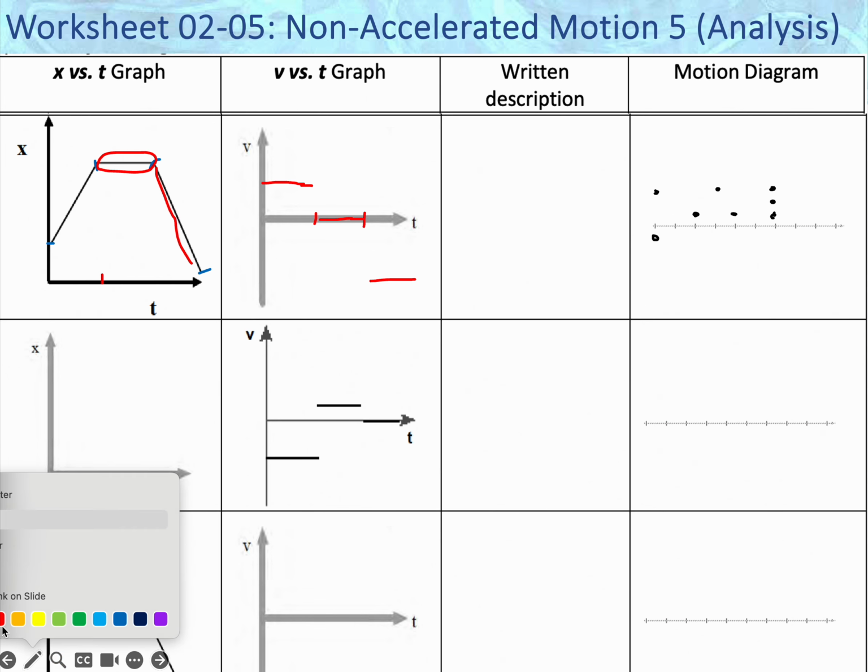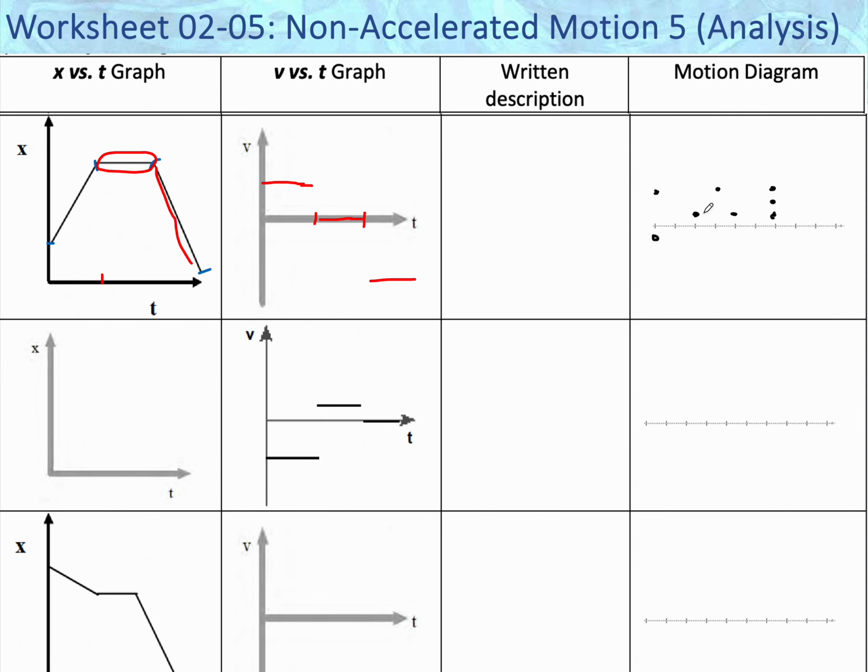Again, don't forget to put your little velocity vectors on this one. So it went this way. Sorry, my arrows are not real pretty. And then back, and then back. So something that would look like that. Okay. You kind of get the idea.